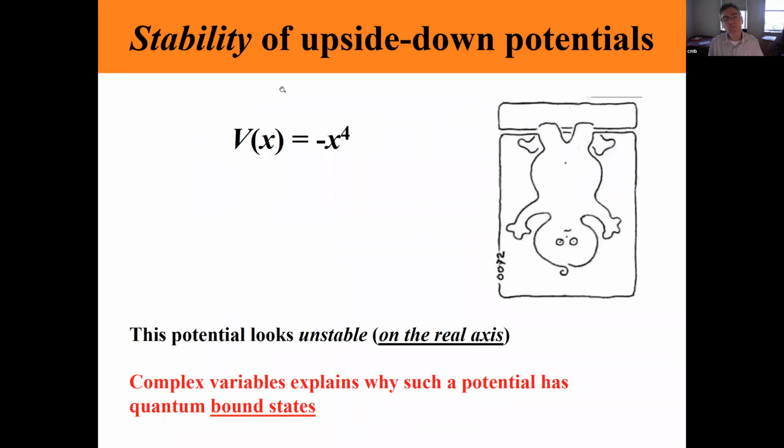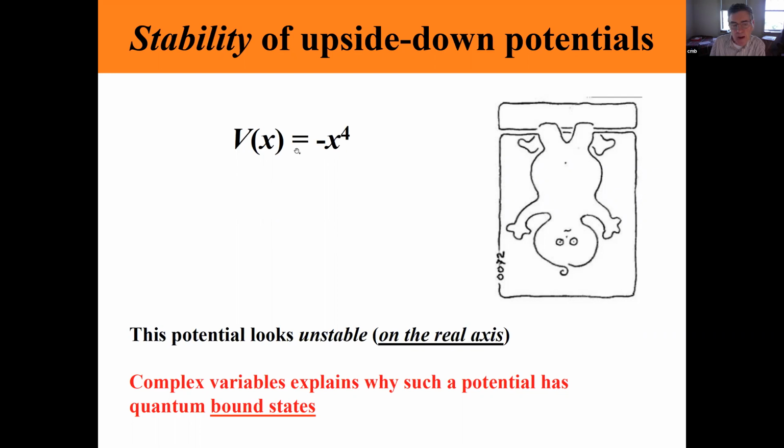Okay, so let me give you an example of how complex variables is crucial in understanding PT-symmetric quantum mechanics. And what I'm going to talk about is the stability of upside-down potentials. I said before that the PT-symmetric Hamiltonian p squared minus x to the 4 has a positive real spectrum. How can that be? This is an upside-down potential.